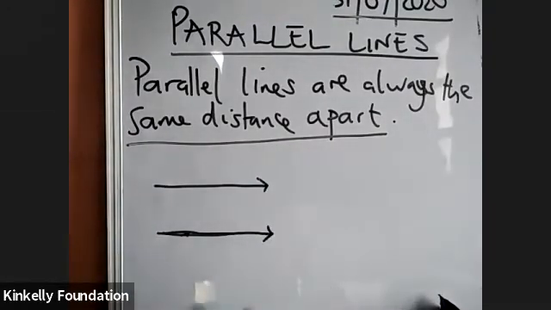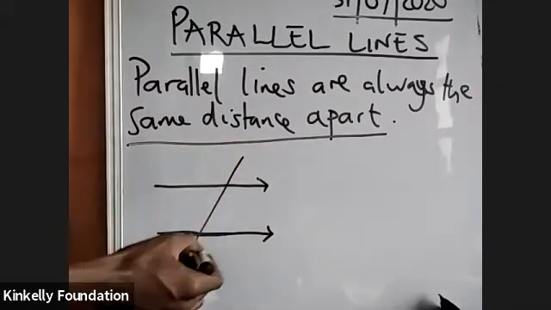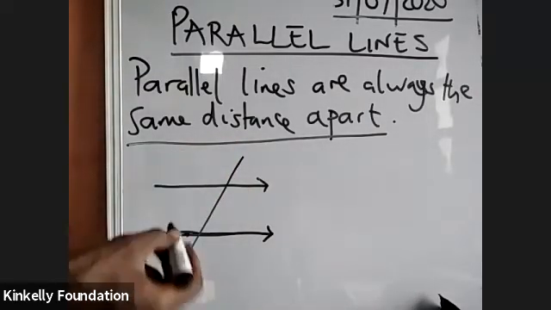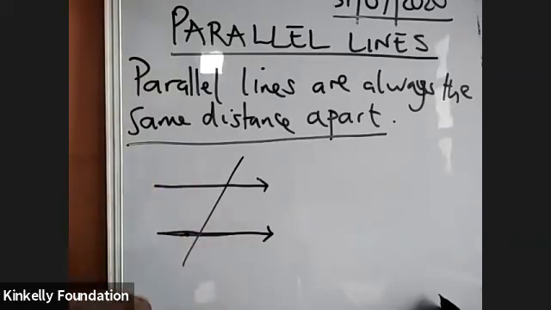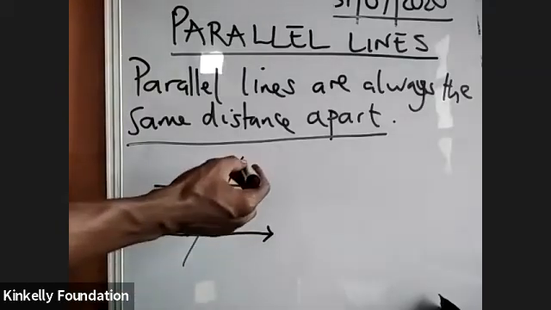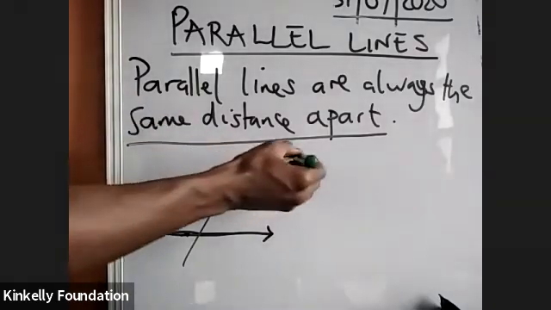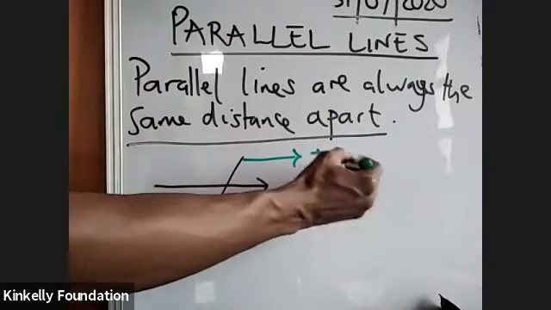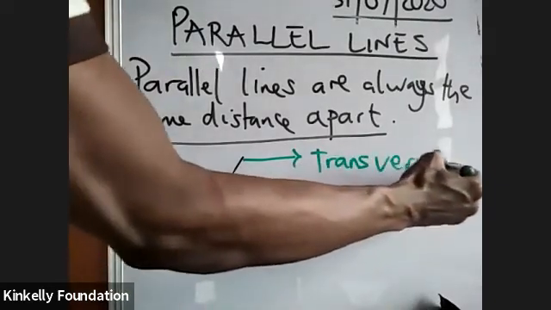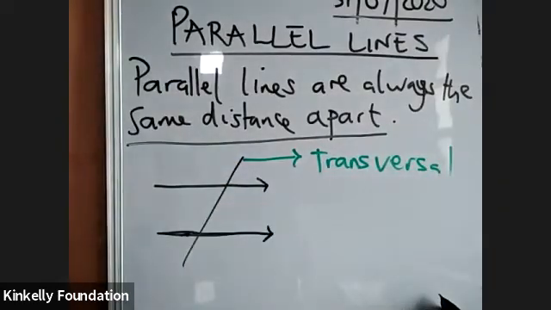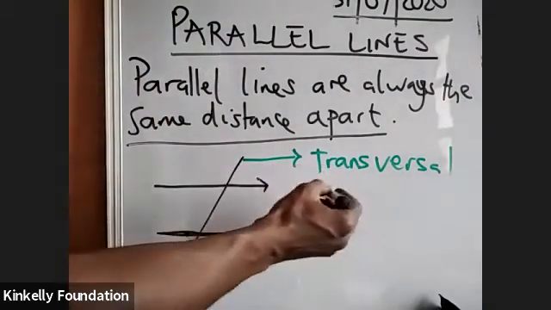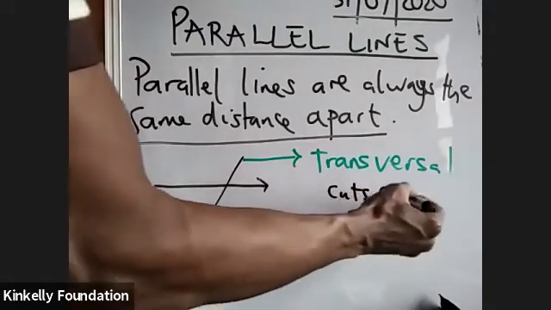Having known this, there's what we call a transversal. A transversal is a line that crosses across parallel or non-parallel lines. Let's consider parallel lines now. A line that crosses across parallel lines is called a transversal. This is what we call a transversal. A transversal cuts across parallel lines.